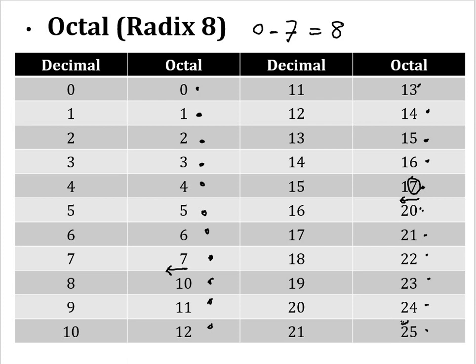Now this left hand side number can go maximum up to 7. After the 7, what do we have? Again we need to jump to the next bit, and then we can start with the number conversion with 3 bits. Okay, so that is the simple procedure for converting from decimal to octal.